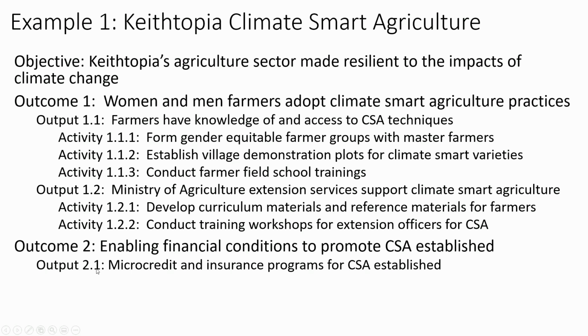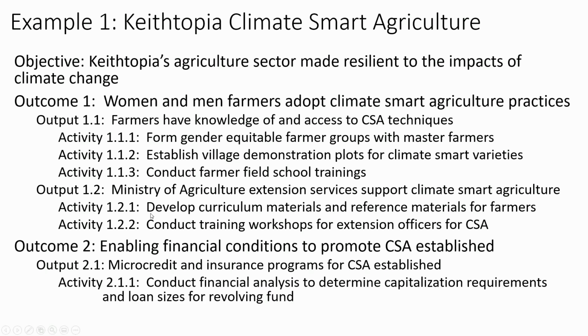Now let's go down here to output 2.1. Microcredit and insurance programs for climate smart agriculture established. And we need an activity. Number 1, activity 2.1. You see outcome 2, I'll put 2.1. Activity 2.1, the first activity: conduct financial analysis to determine capitalization requirements and loan sizes for revolving fund. Right? So you need to do some technical tasks to set up a microcredit and insurance program.